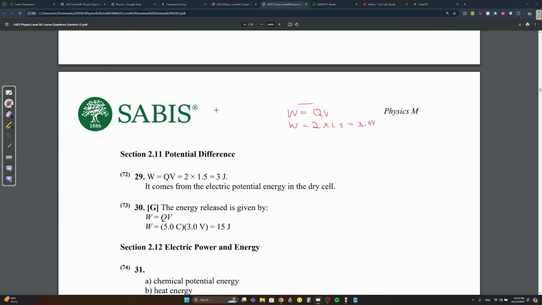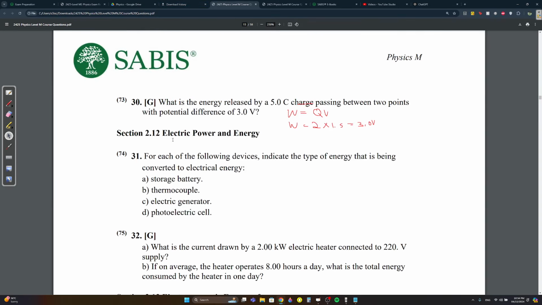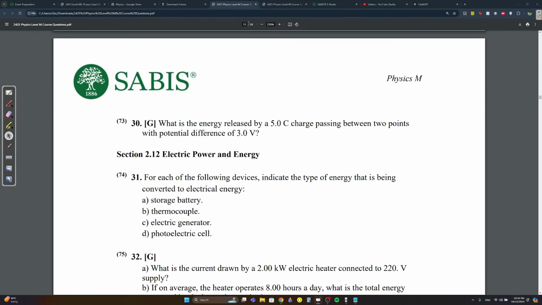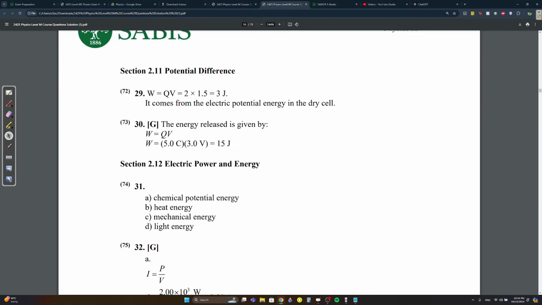Anytime you have a circuit or any conversion of energy, that means you had electric potential energy. Potential energy means it has the potential to be converted to a different form of energy. It started off as electric inside the cell, right? And then became heat energy, so there was some potential energy. What is the energy released by a 5 coulomb charge with potential difference 3? Same as question 29, W equals QV, 5 times 3, 15.